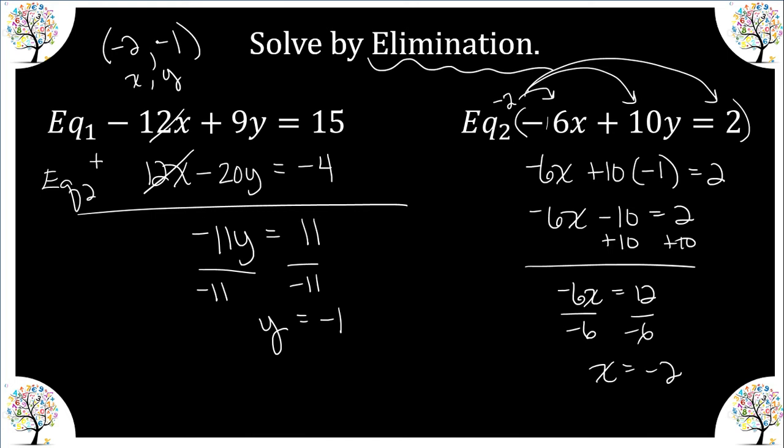That is the solution. That is the point of intersection of these two equations. They will intersect in quadrant 3. This would be negative 2, negative 1. So somewhere in quadrant 3, these two lines would intersect.